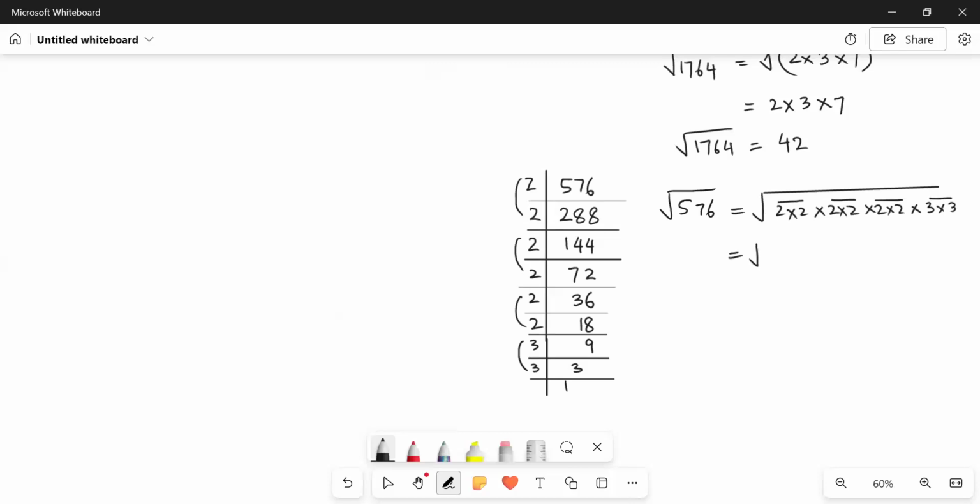Next, we have to write them in a round bracket, putting this power. This will cut it down. So we will have 2 into 2 into 2 is 8. 8 threes are 24. It means 576 is the perfect square of 24. 24 is the square root of 576.